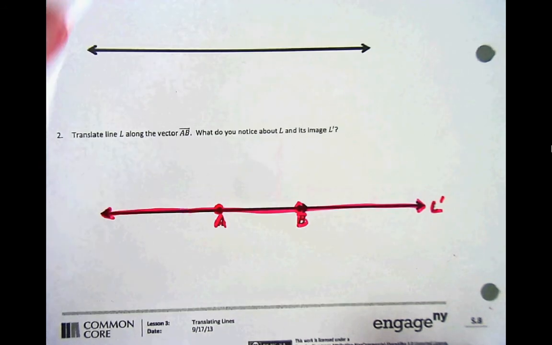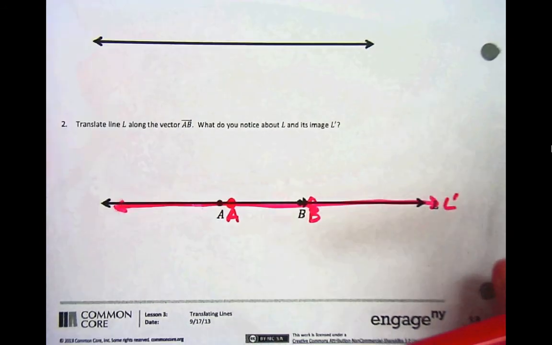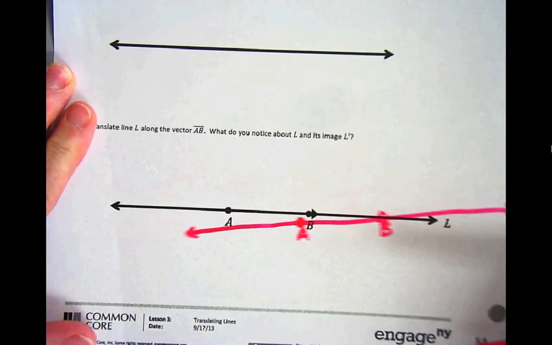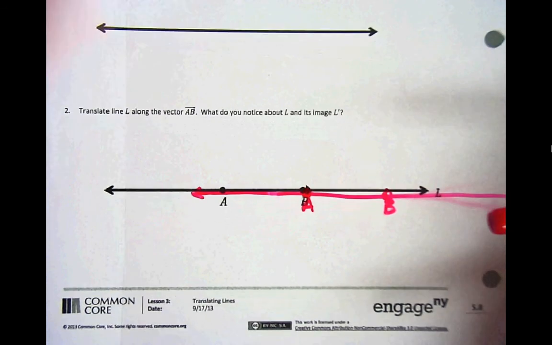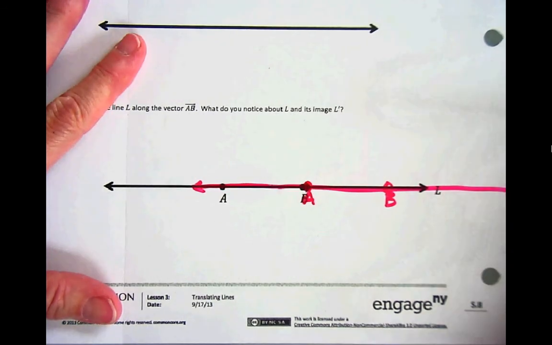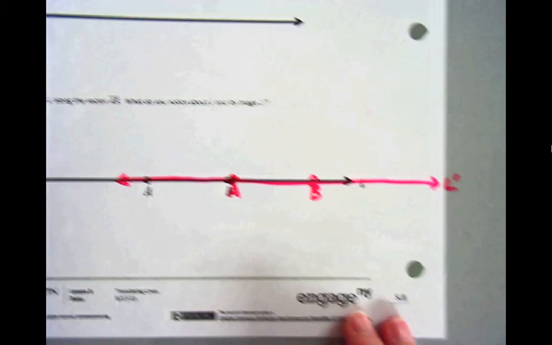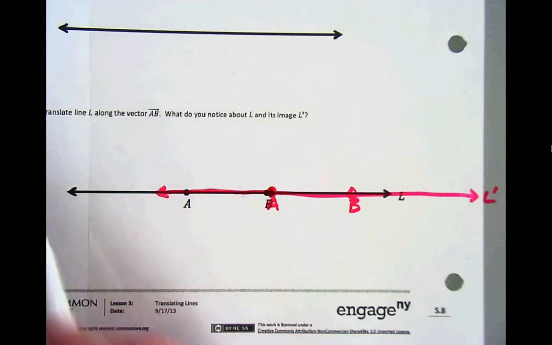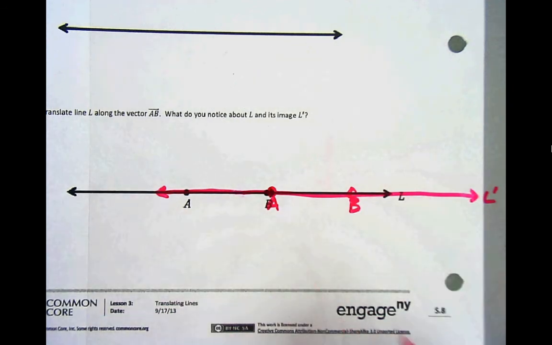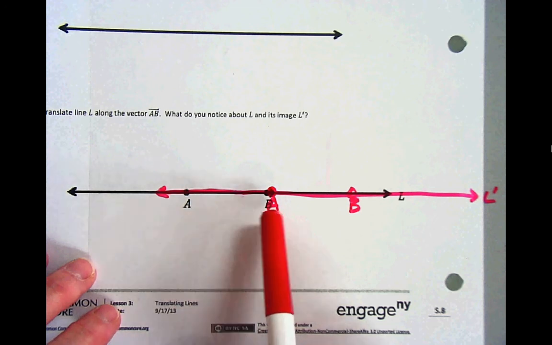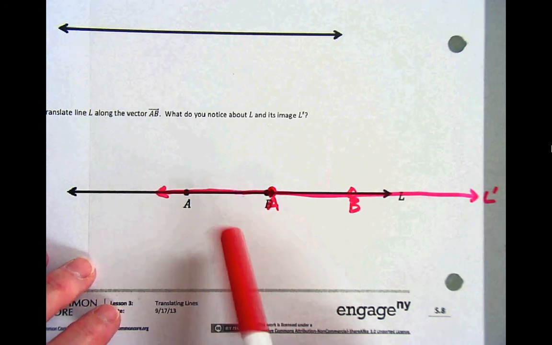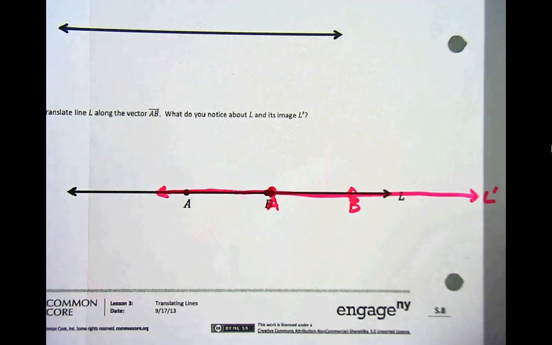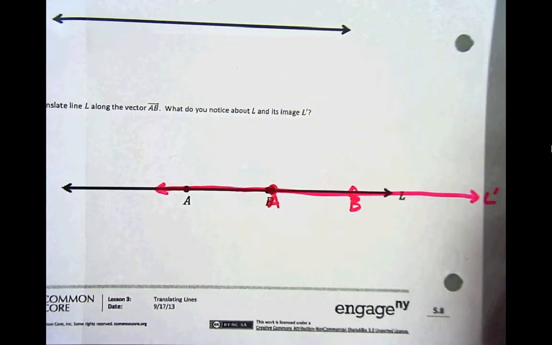So once I've done that on my transparency, I can translate along vector AB so that A is on top of B. And notice what happens to my line. Remember that this is still a continuation. It goes on forever in both directions, but basically line L is the same as line L prime. Even though I've translated the line along a vector that is on line L, that means that line L is the same as translated line L prime.